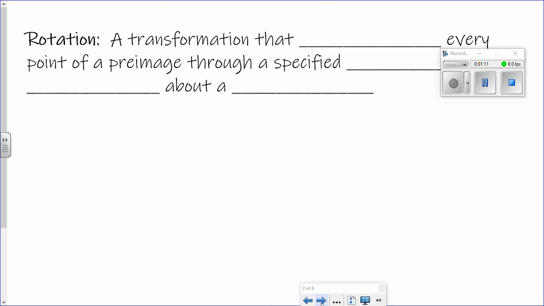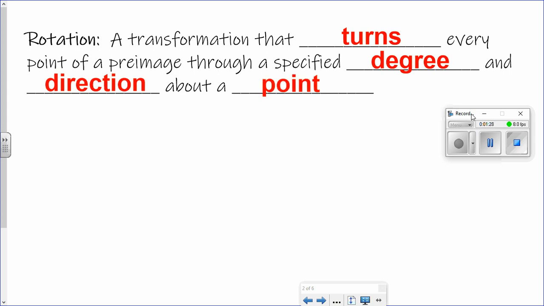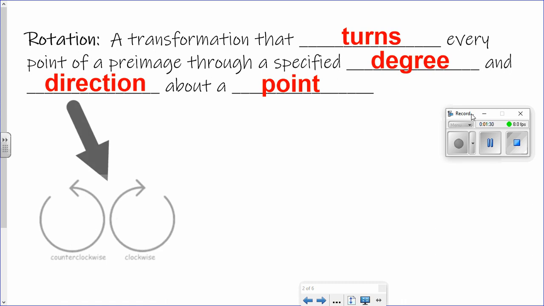Alright, so we start talking about a rotation. It is a transformation that turns every point of a preimage through a specified degree and direction about a point. And by direction I mean whether we're going to go clockwise or counterclockwise. Think about clockwise as going in the direction of a clock, and counterclockwise is going the other direction. When we rotate around a point, we're usually going to rotate around the origin.